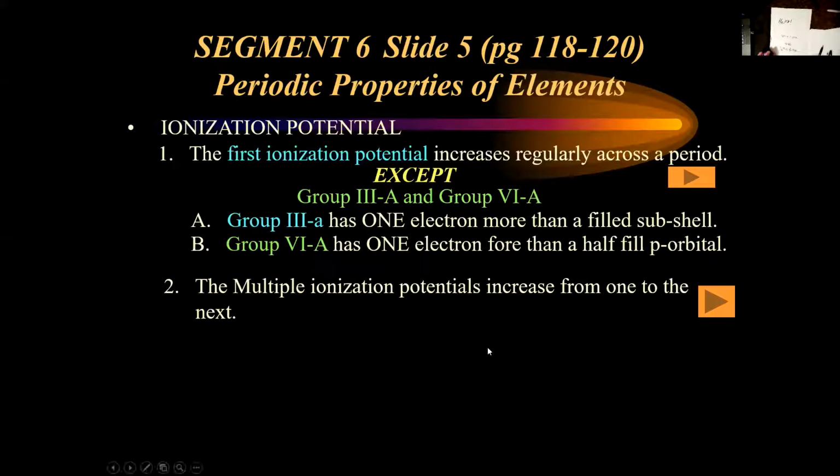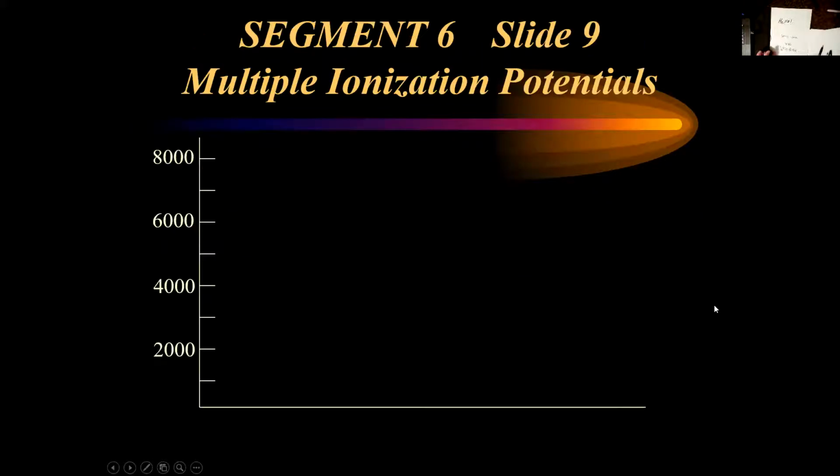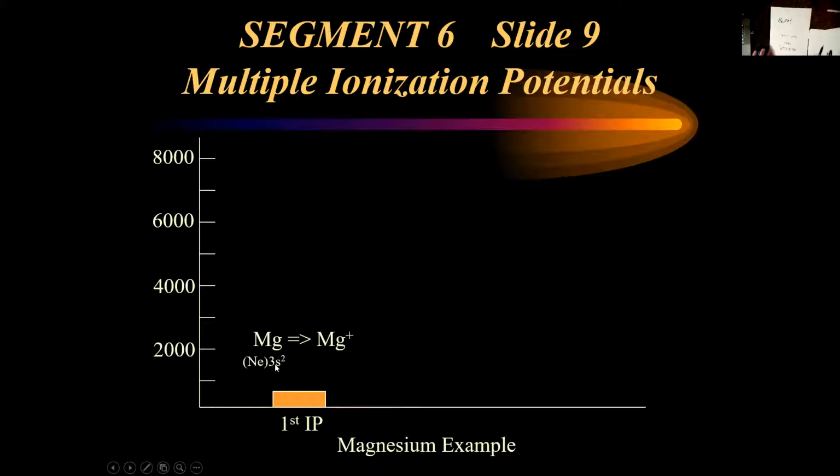Now, looking at the multiple ionization potentials, we mentioned that when you reach a noble gas configuration, that's very stable. Well, here's the magnesium example. When you take the first electron away, that's its first ionization potential, it takes very little energy to get that. Magnesium is neon with a 3s2 configuration. You remove one of those electrons, it's neon 3s1.